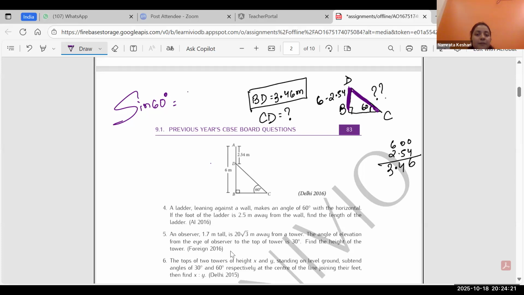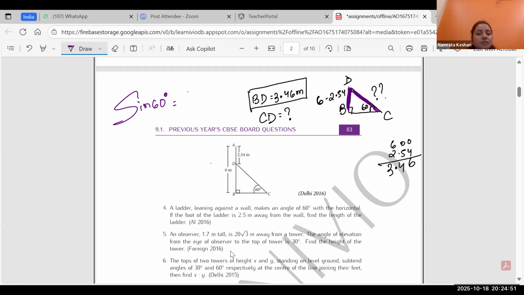How did we decide to use sine 60? Because this BD side we have in hand. Just now we have done the calculation 6 minus 2.54 to take out BD, right? The data which is available to you, the data which you have in your hand, is BD. Of course, you will be using that. And the data which you have to find over here is the length of the ladder, that is CD, right?